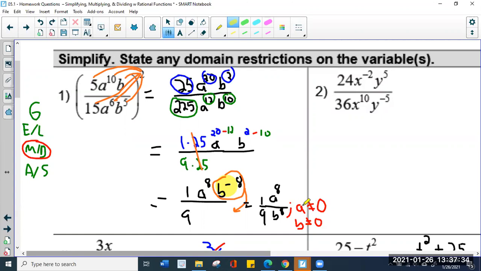You're also going to state the domain restrictions, which come from all of these steps. And if you look at those steps, none of these could ever be 0 because this is a product.